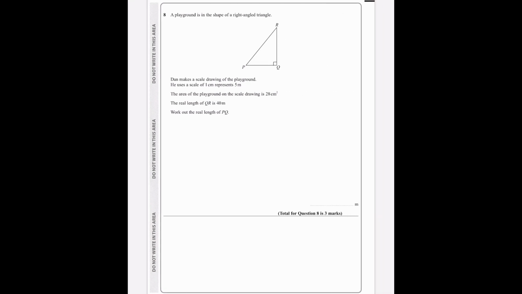For the triangular playground, 40 divided by 5 is 8. So that side length there is 8. So 28 will be equal to a half times base times height, half times PQ times QR, which is 8. And therefore we can deduce that PQ is 7. Then 7 times by the 5 means that it's 35 meters in real life.